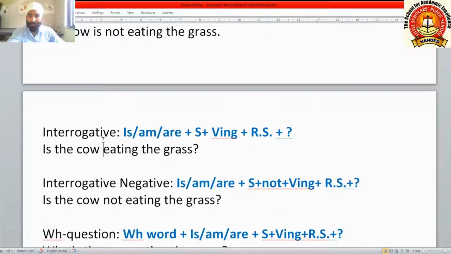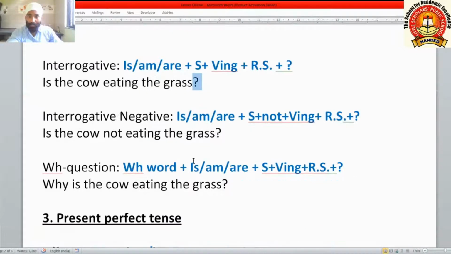Let us see the interrogative sentence in this type. Is, am, are you have to take first. Is, am, are plus subject plus verb with the ing form, remaining sentence plus question mark. Is the cow eating the grass? Here you can see we have used is because the cow is singular. The same helping verb we are using here which we used above, is, because the cow is a singular noun. Thereafter the verb with the ing form. Thereafter the remaining sentence and the question mark, which is most important here.